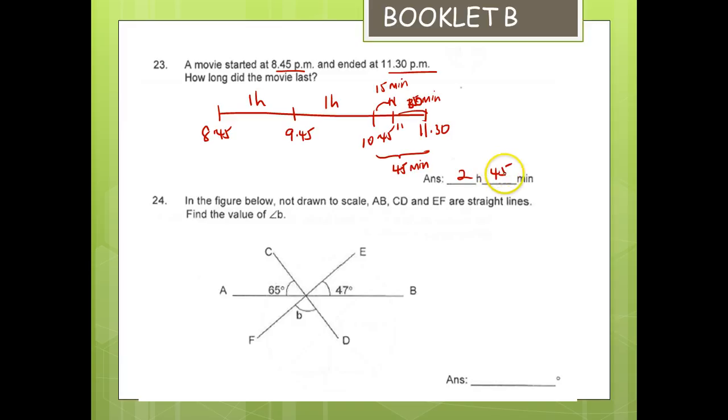The figure below, A, B, C, D, E, F are straight lines. Find the value of B. So if I look carefully, I will see vertically opposite angles. So B is here. I know this whole thing is 180, so it's 180 minus 65 minus 47, and my answer is 68 degrees.